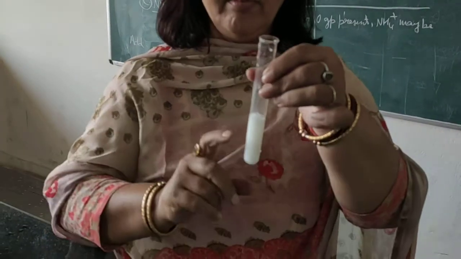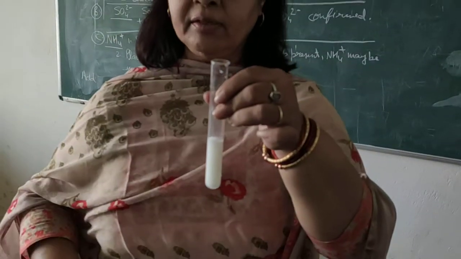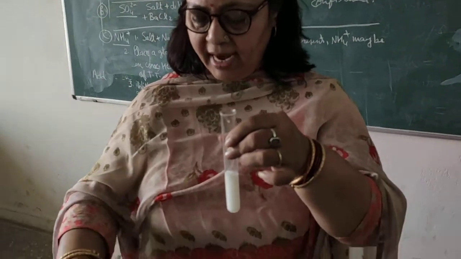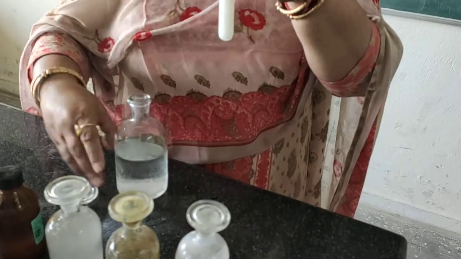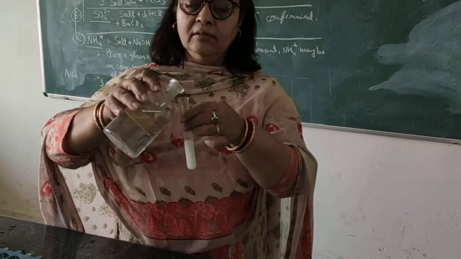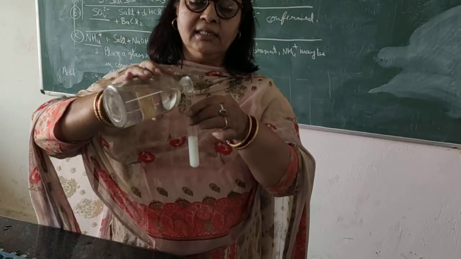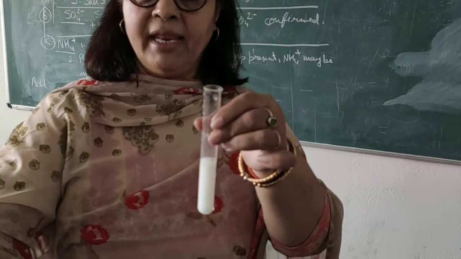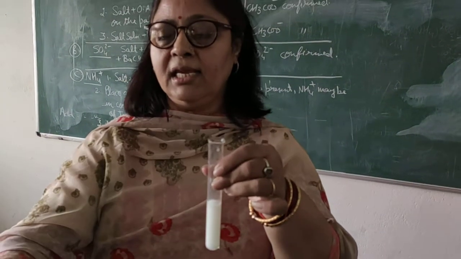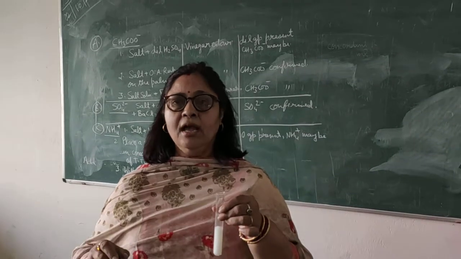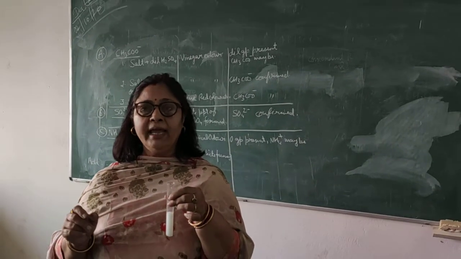So this is barium sulfate's white precipitate, which confirms the presence of sulfate ion, SO4 2-. And now when we add some concentrated nitric acid or concentrated HCl, you see that no change occurs. It shows that barium sulfate is insoluble in any acid. So this is all about your two different salts, ammonium sulfate and ammonium acetate.